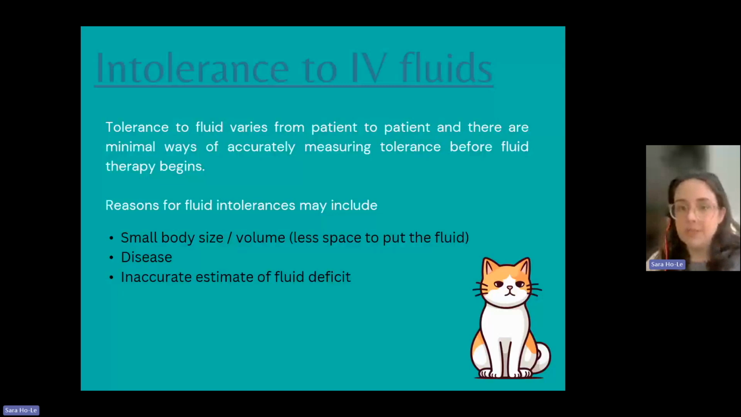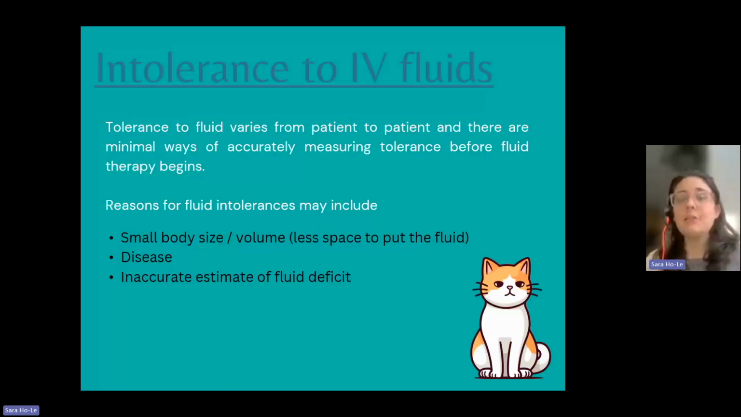Larger volumes of fluids, diseases, and inaccurate estimates of fluid deficits. I think it's really important that when we're making rehydration plans, if the vet thinks the patient is 7% dehydrated, that is an estimate. We have no way of properly knowing that. We're going off physical examinations, heart rate, capillary refill time, skin tenting, how sunken the eyes are. So it's all just estimates. There's no way of us knowing that these patients are actually exactly 6% dehydrated.